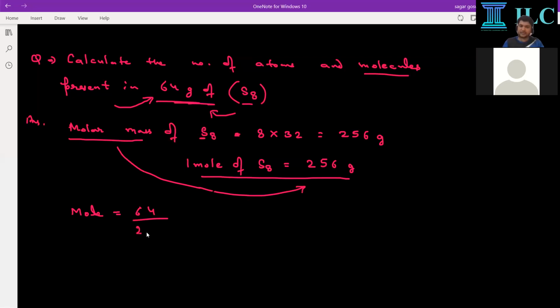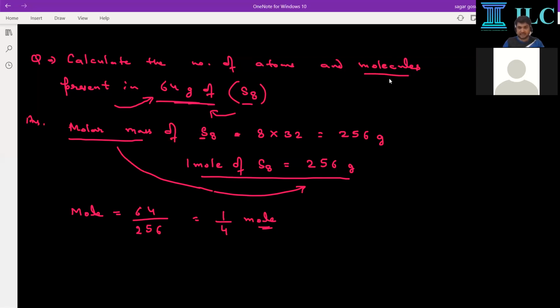Yes, 256. Molar mass is for 1 mole. So now how much mole will you get? 1/4. Are you sure? It is 1 by 4th? Yes. Okay, so it is the 1 by 4 mole only. So you have 1 by 4 mole only.